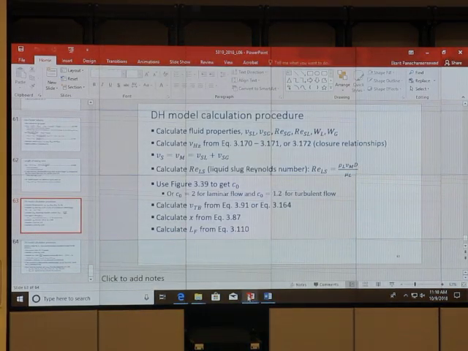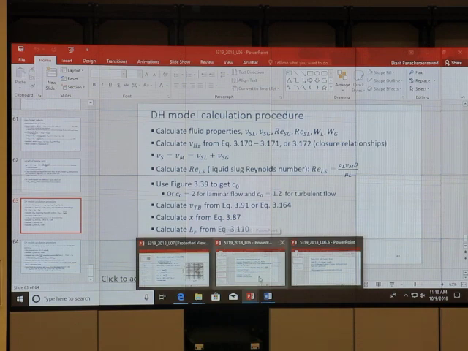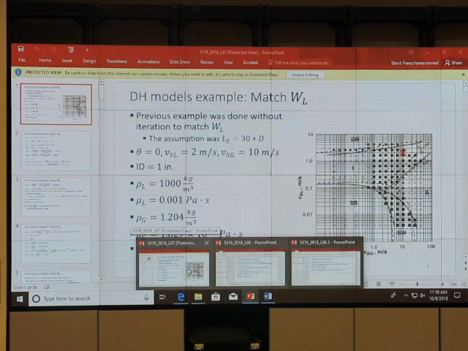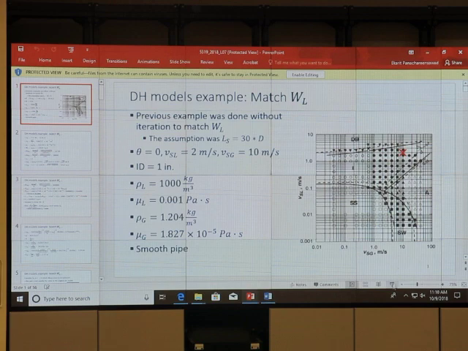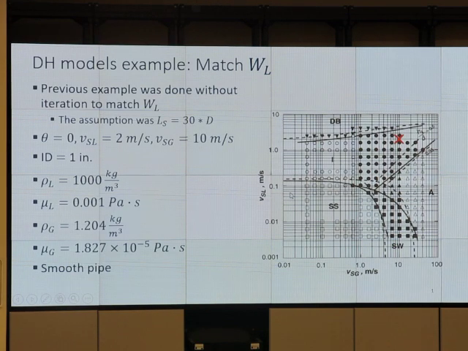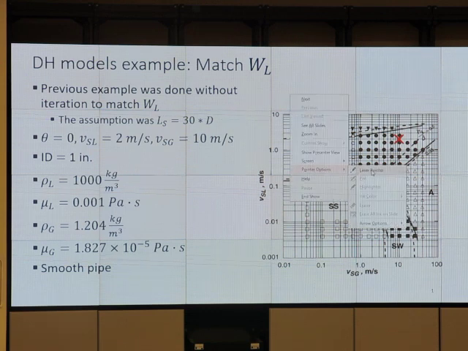The next one is more difficult. To solve this, we have to match W sub L. There are several ways of doing it. One way to do it is this one. So this one I show you how I did it.